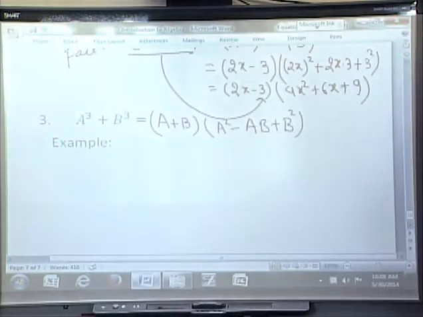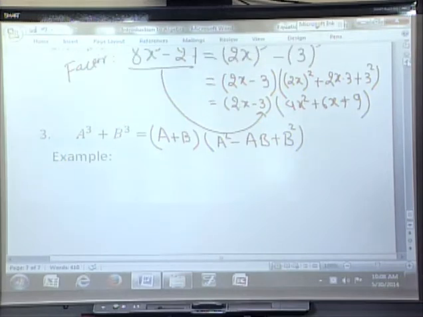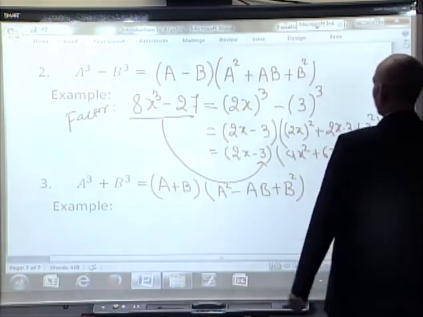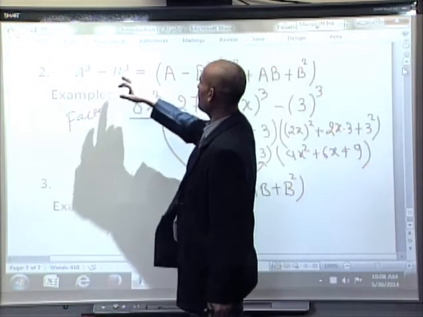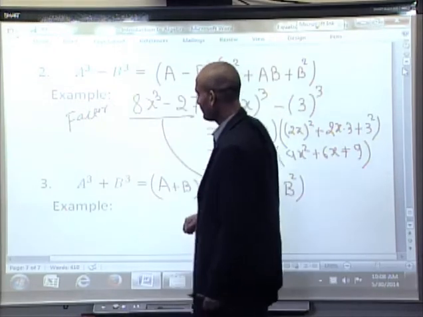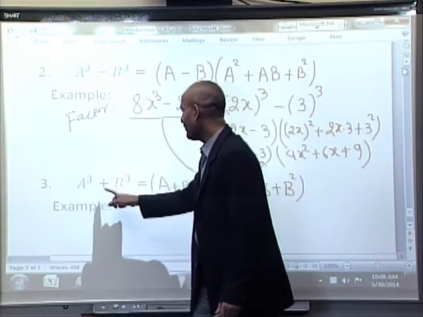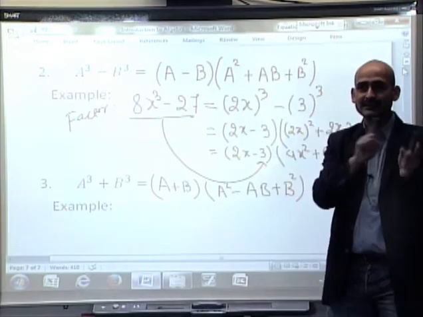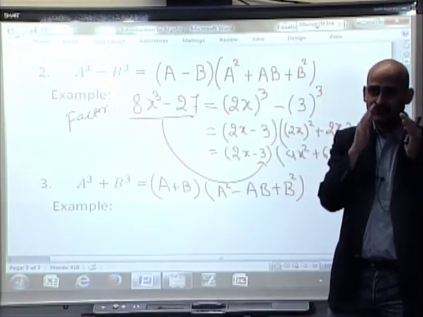Notice something interesting in these two formulas. It is better to realize the difference in the two formulas we just worked. When we have a cube minus b cube, the first factor is a minus b. When we have a cube plus b cube, the first factor is a plus b. Look at the change in the sign, okay?